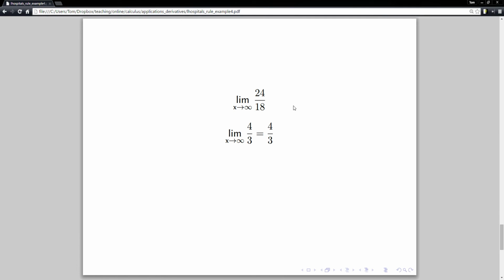And we can follow the chain all the way back using L'Hopital's rule, all the way back to the original. L'Hopital's rule says that the limit as x goes to infinity of the original function is also equal to 4/3 here. Okay, so that's how you can use L'Hopital's rule to compute limits of rational functions.